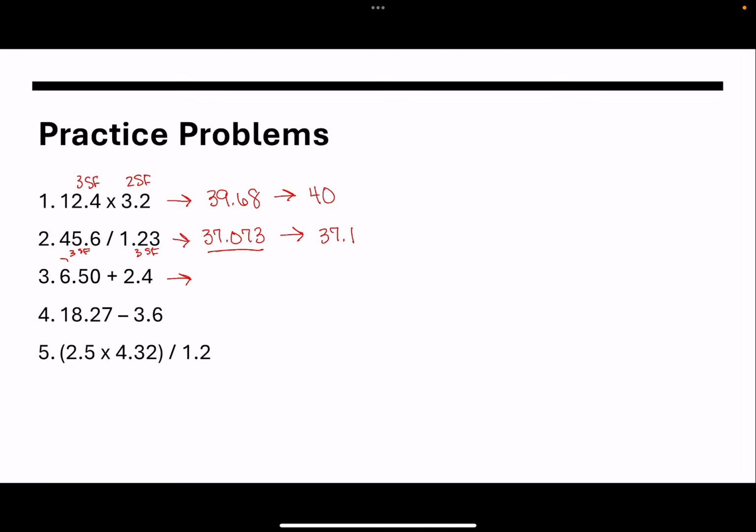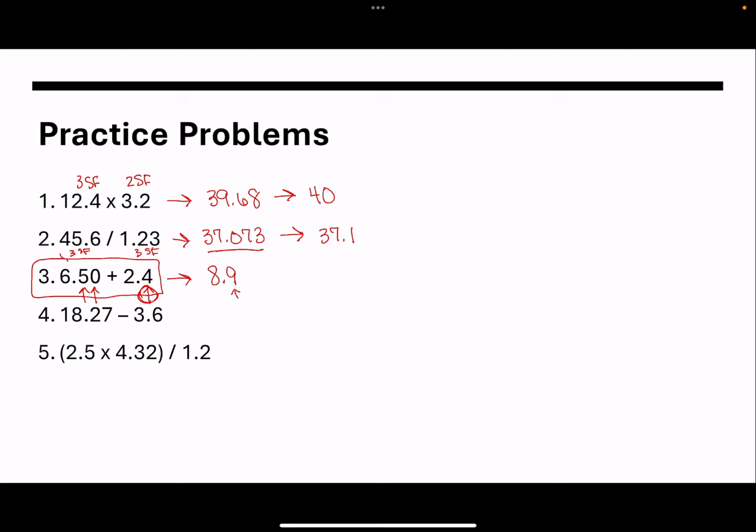Here we have 6.50 plus 2.4. Now remember, in addition, we are just focusing on how many numbers are after the decimal. So if you were to do this, you would get 8.9, which actually has the correct number of sig figs because it only has one number to the right of the decimal, and we know that that's all we can have. So that number is good.